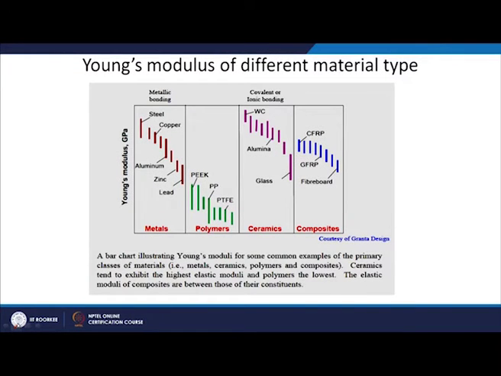These are some values of Young's modulus of different material types. Okay. So, you can see that covalent or ionic bonds are very strong bonds, so very high elastic modulus. Okay. And this is for metallic bonds. Steel has a very high elastic modulus compared to copper, aluminum, zinc, depending upon their bond strength. Okay. They will be grouped in different categories here. Some values for polymers also are shown here, polymer and composite.